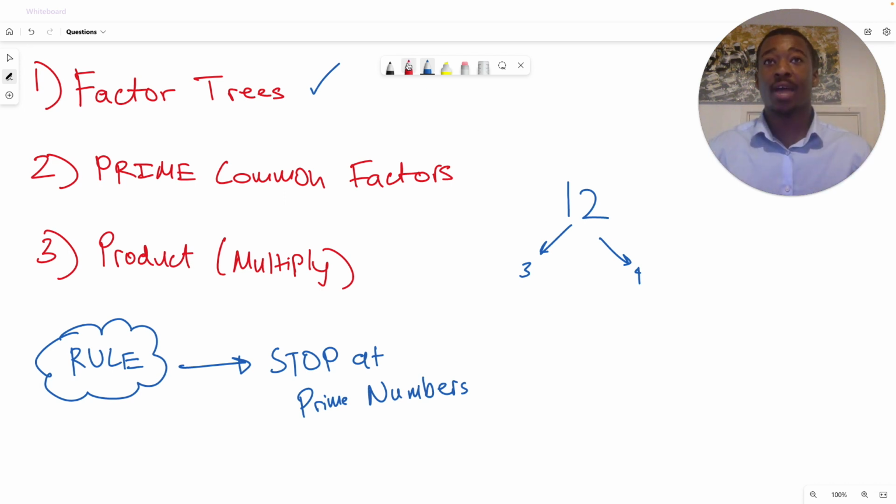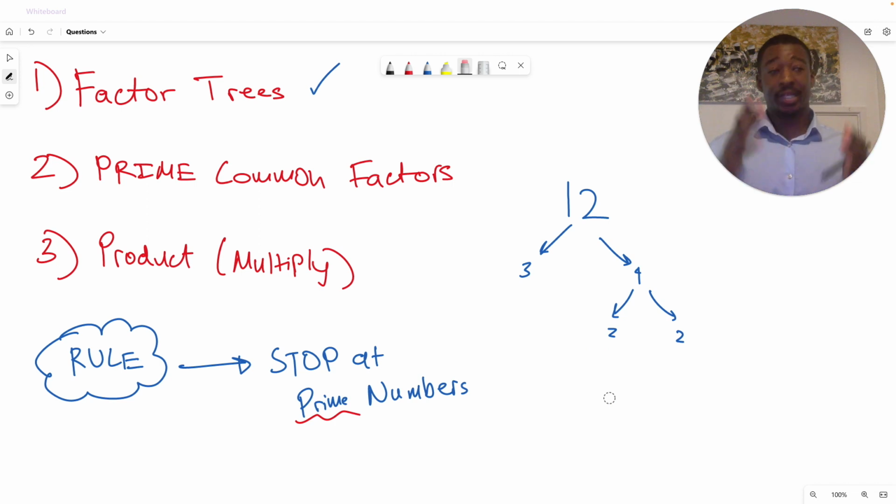We're going to stop at 3. We're not going to go any further because 3 is one of our prime numbers. So therefore, there's no point. We're not going to go into 3 and 1. We always stop before we reach 1s. So we stop at 3. So 3 and 4. But we can break down 4 further. 4 is 2 times 2. So we can break 4 down into 2 and 2. And again, we stop there. We don't go into 2 and 1. So here we have our factor tree for 12. 3 and 4, and then 4 into 2 and 2.